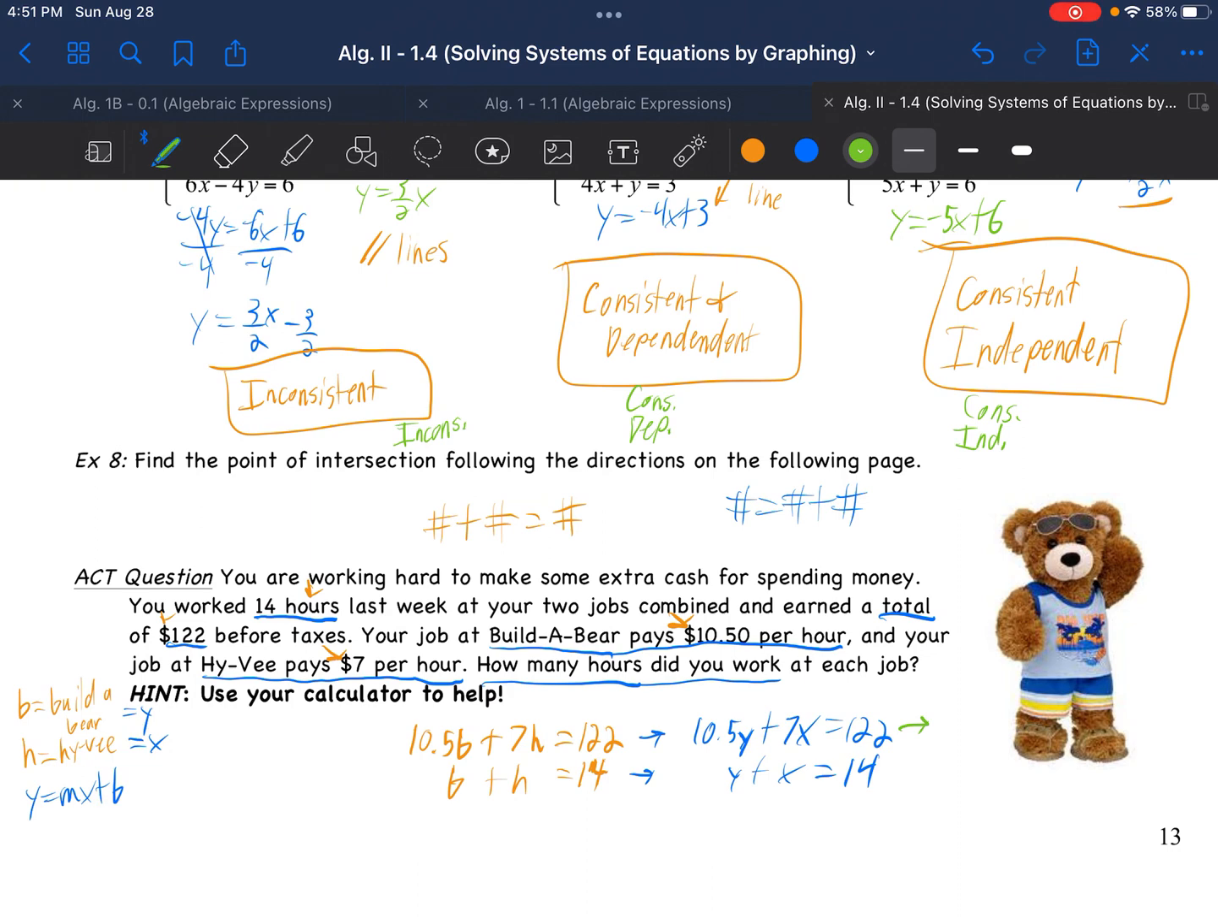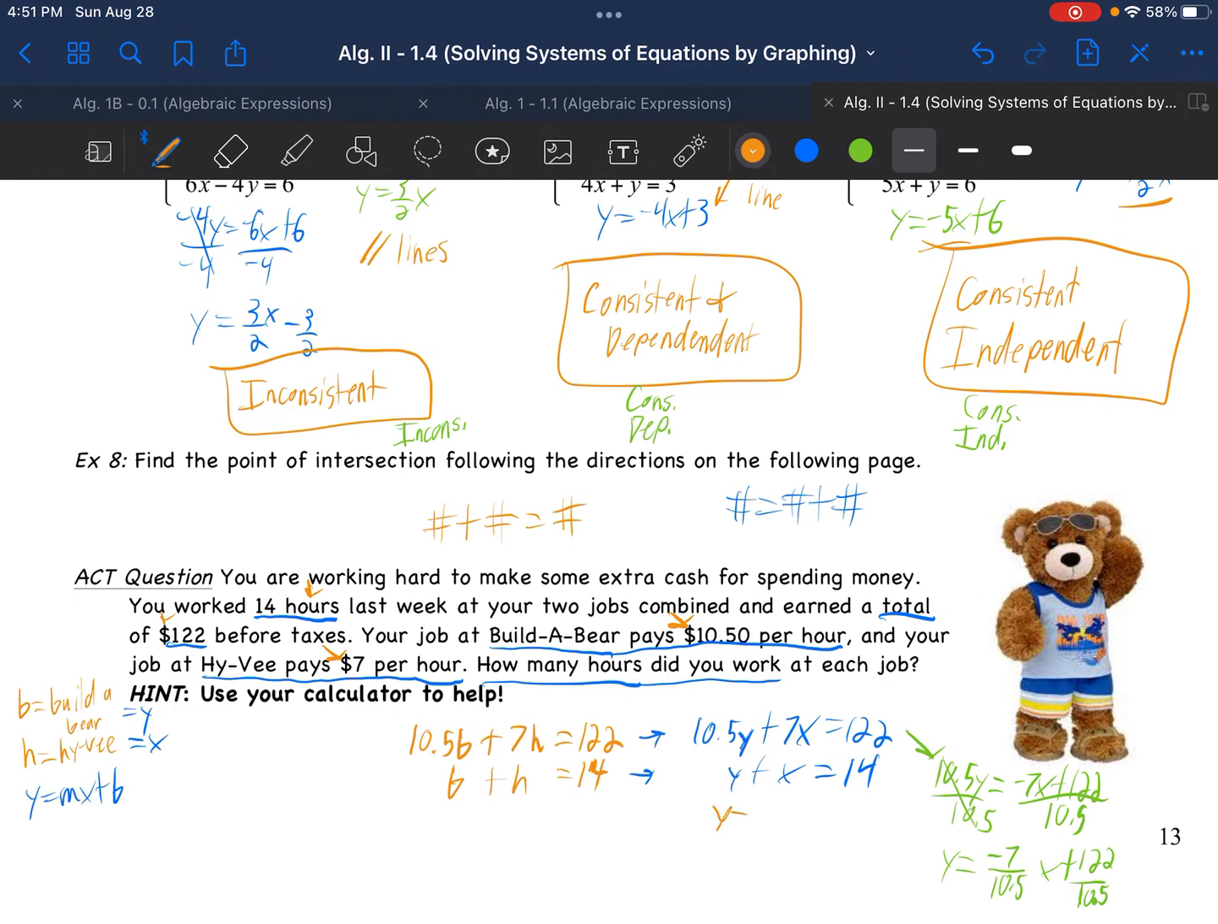So you would subtract 7x from both sides and get 10.5y equals negative 7x plus 122. Divide both sides by 10.5. Y equals, that doesn't reduce well right now, negative 7 over 10.5 x plus 122 divided by 10.5. We do not have to worry about reducing, thankfully, because our calculator can handle all of this.